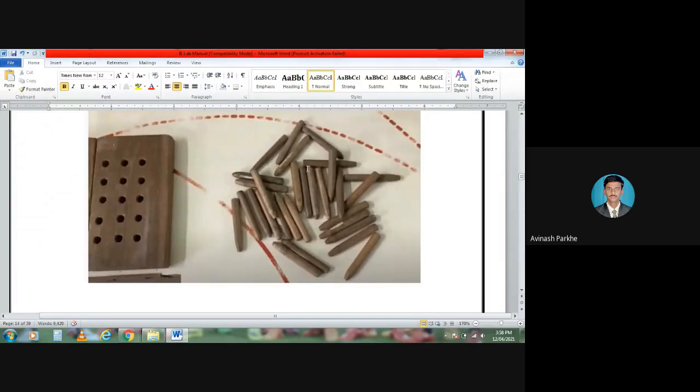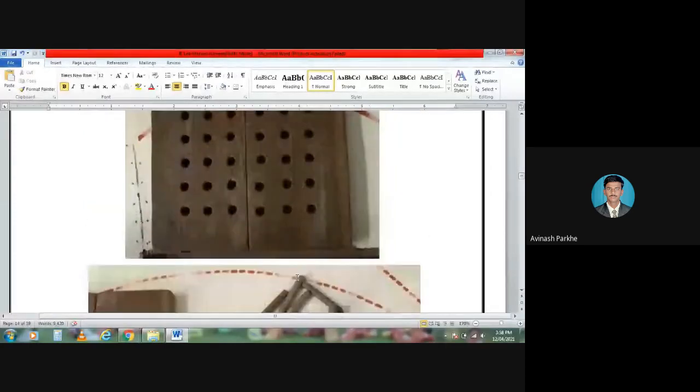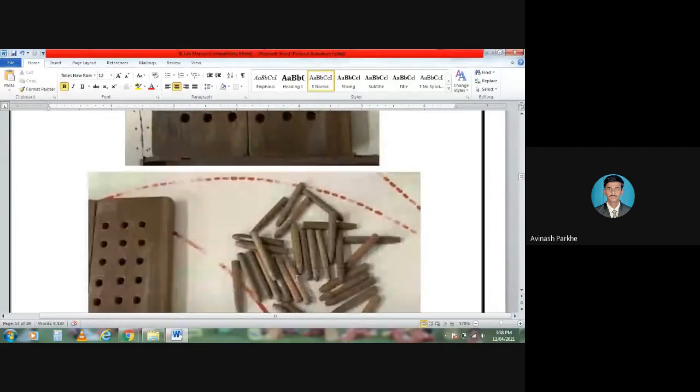Similarly, whatever number of pins are available here, a total of 30 pins are available, and these pins are again made of wooden material or wooden sticks. So in the figure, the 30 pins are represented at the right side, and at the left side the pinboard is there. So which experiment do I have to perform by using this pinboard? This is the board, and in this board I have to insert these 30 pins. So 30 holes are there and 30 pins are there.